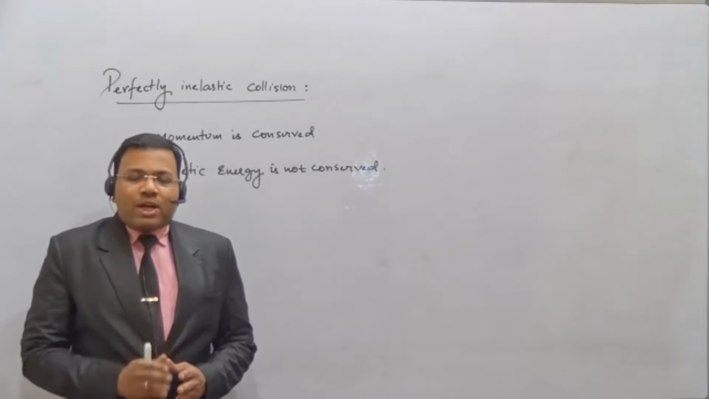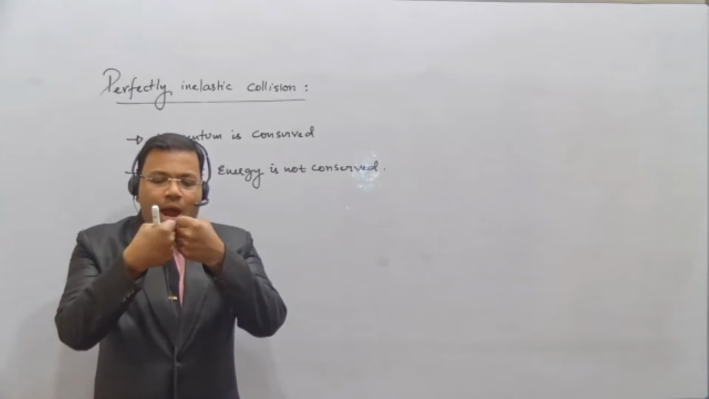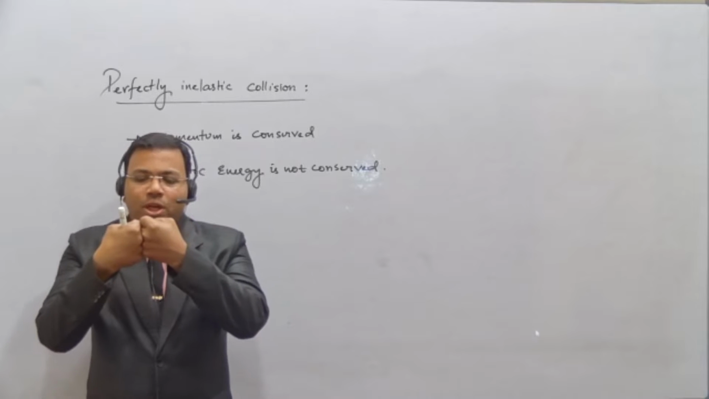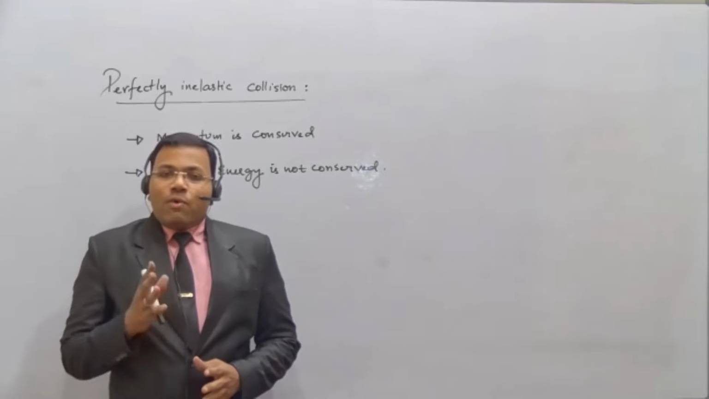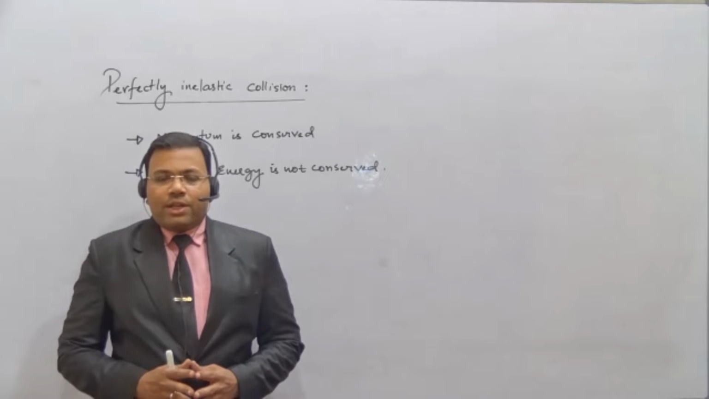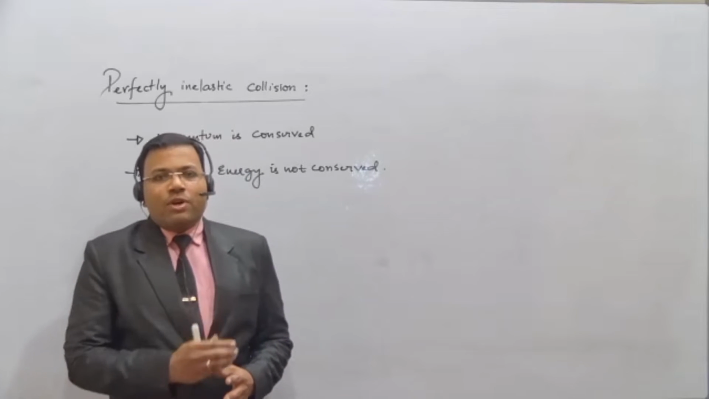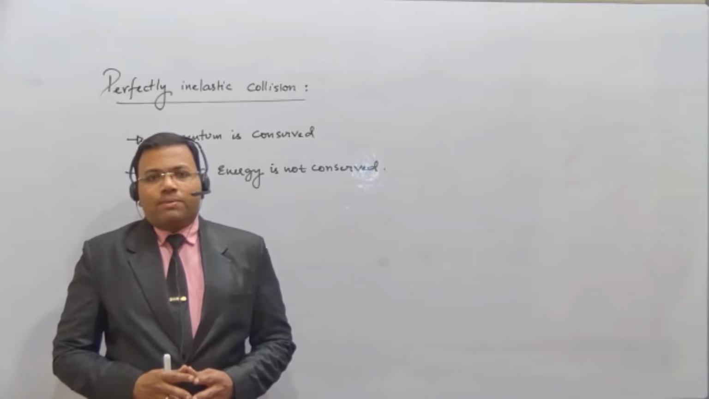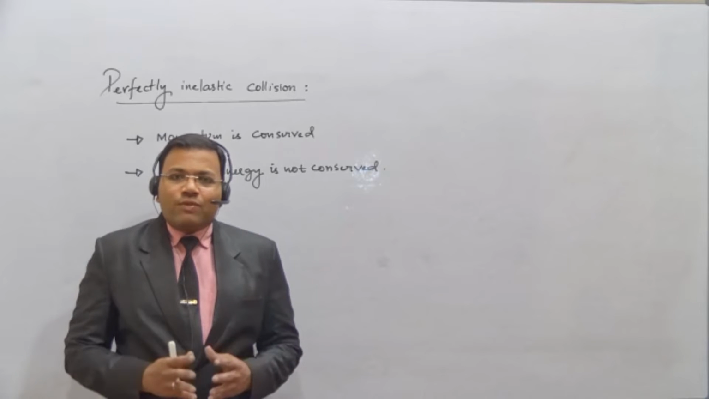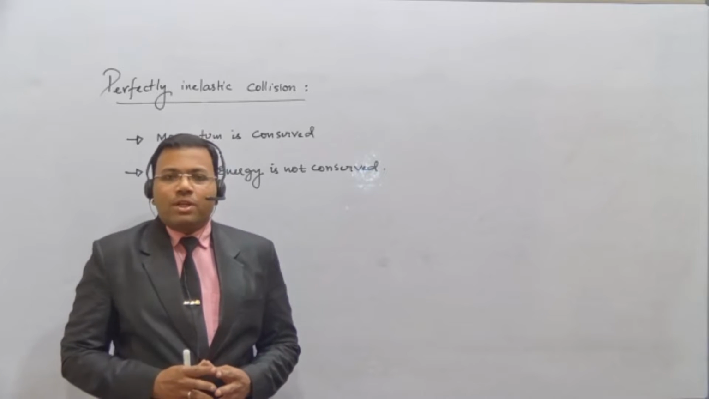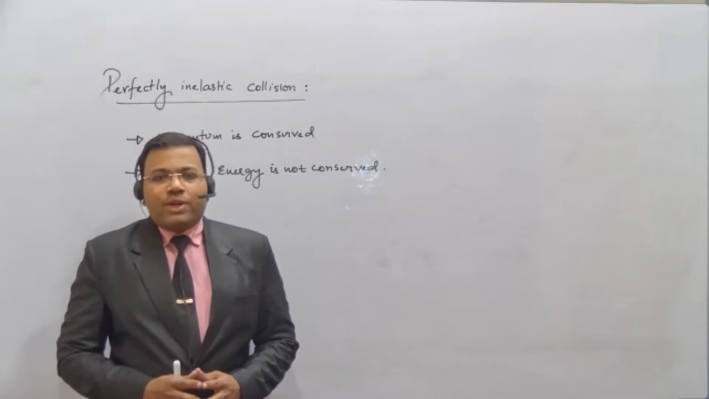But in a perfectly inelastic collision, what happens? The two bodies collide, and after collision, they stick to each other and move with the common velocity. Here also there is a loss of kinetic energy, and we can say the maximum loss of kinetic energy is observed in the case of perfectly inelastic collision. Now let us see, when two bodies collide and the collision is perfectly inelastic, then after the collision they move with the common velocity. What is that common velocity we are going to check now.